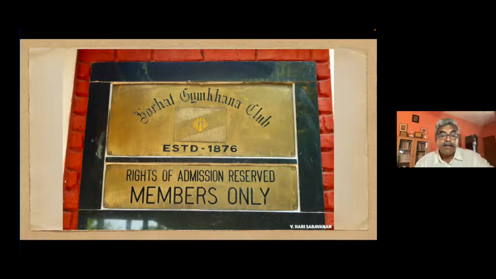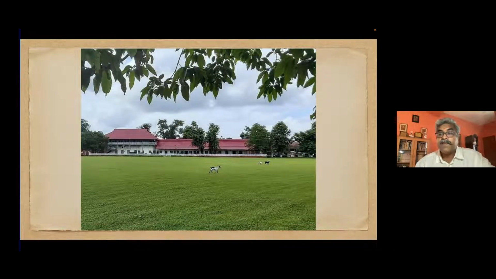Now, this particular club, which is there right now, is famous for the pony races, which is known as the Jorhat race, and for which the Governor's Trophy is distributed. And the Jorhat Gymkhana Club boasts of the oldest golf course in Asia and the third oldest golf course in the world. It's a 9-hole golf course, which is a golfer's delight.